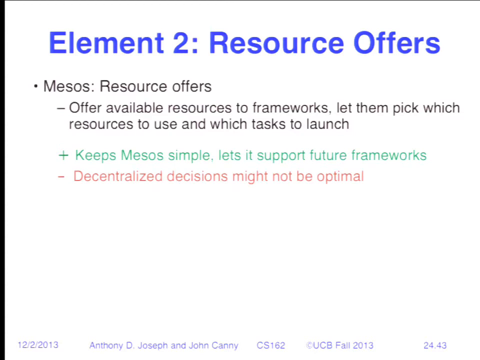And we can support new types of resources. They just become a new thing that we add to our list. We don't have to know anything about the semantics of the underlying resources. The downside is decentralized decisions aren't always the best. Now, there's a very real-world analogy that will make this very easy to understand.